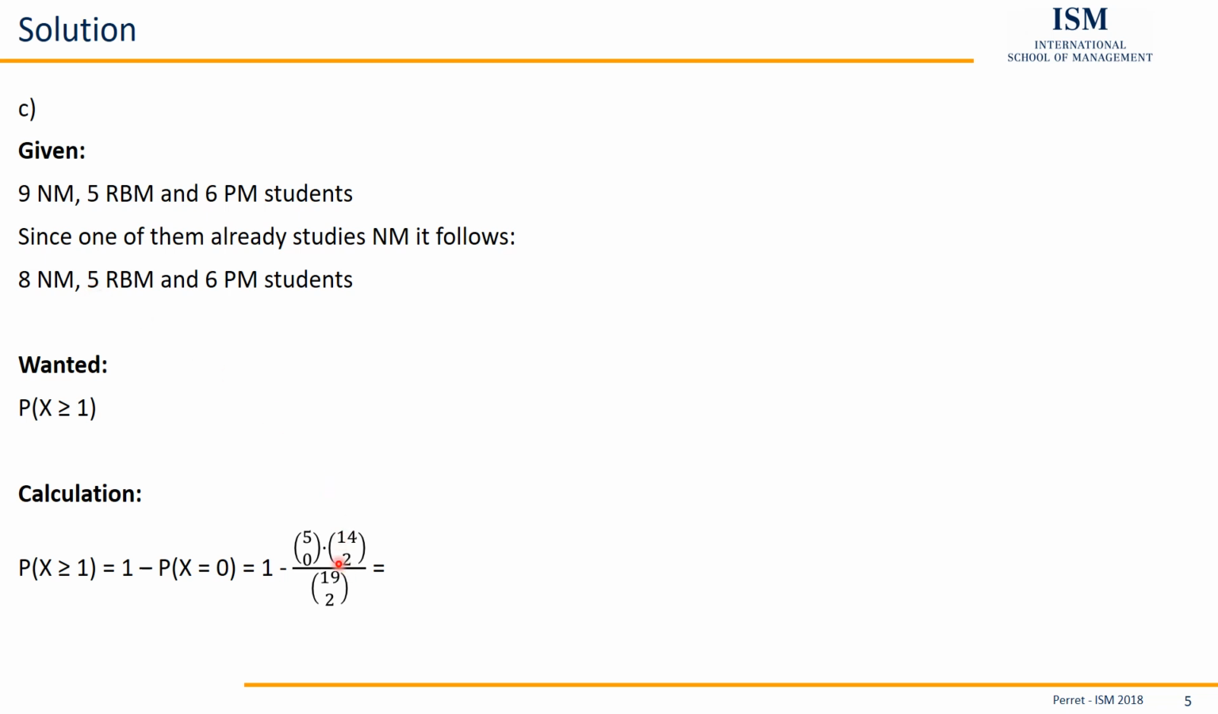This is small n minus small k. So only 2 places remaining, so small n is 2. Small k was 0, so 2 minus 0. And we divide by large N over small n, so 19 over 2. Which in the end will result in a value of 46.78%. So the chance that of the remaining 2 students in the group, at least one of them will study RBM is slightly below 47%.